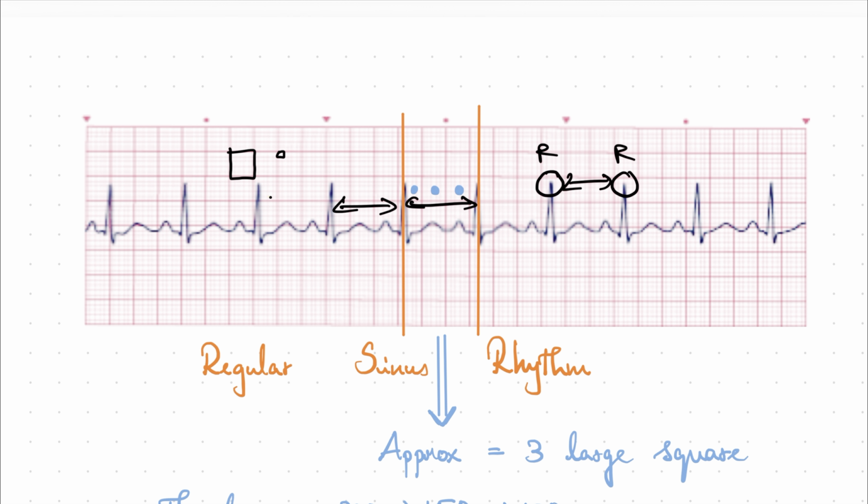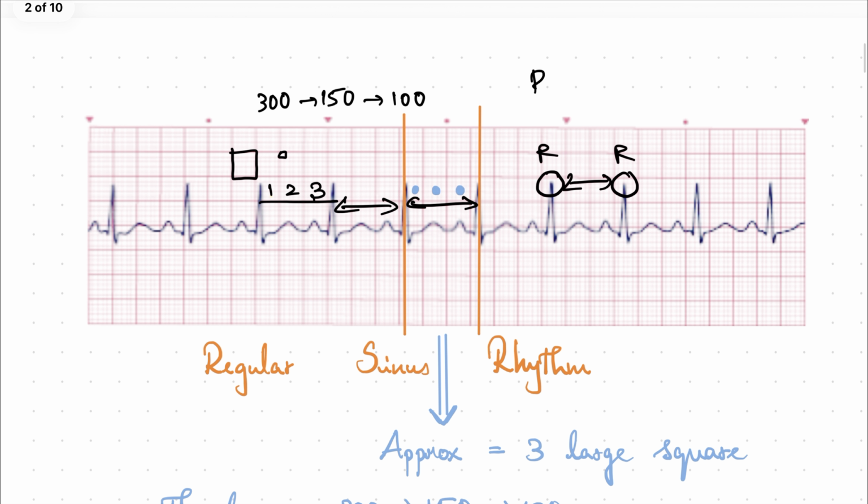Now, between two RR intervals, we have 1, 2, 3 large boxes, which means one large box is 300, two large boxes is 150, three large boxes is 100. Now, what is the rate of this graph? It is 100 beats per minute. As simple as that.